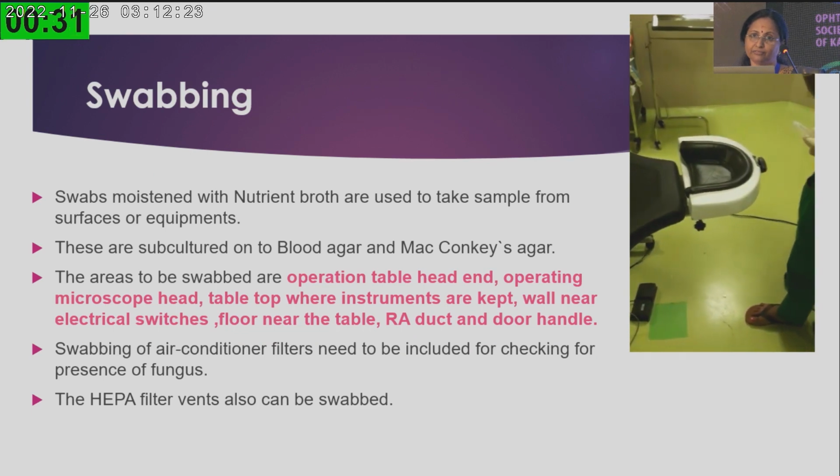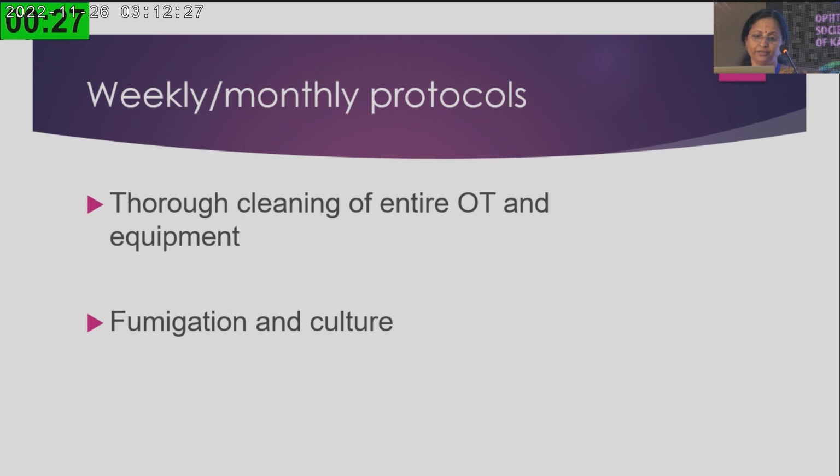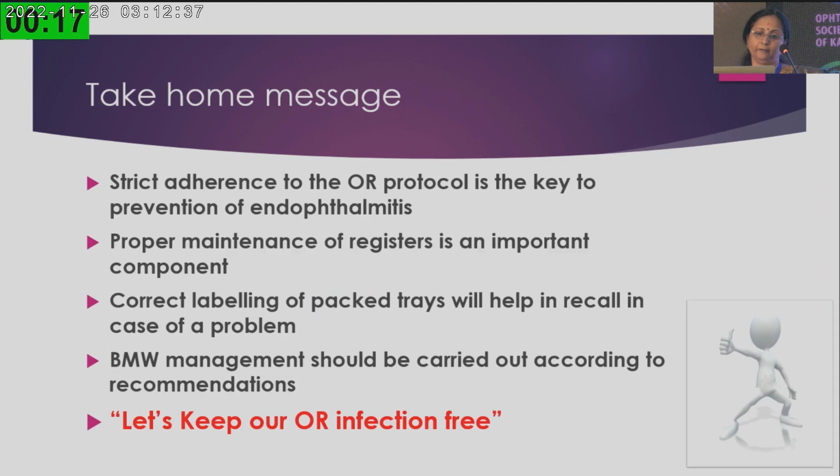Swabbing of the air conditioner filters may be done. It's not done regularly. And every week and every month, you have to do a thorough cleaning of the entire OT and equipments, followed by fumigation and culture. Monthly, you have to take out all the equipments and you have to clean the OT thoroughly. And so the take-home message is, let's keep our OT infection free.